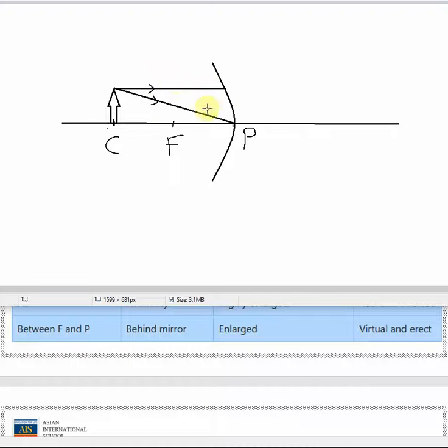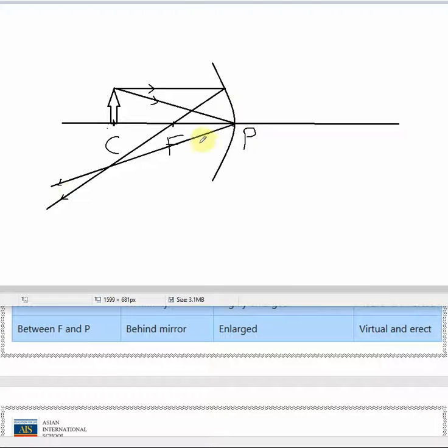So the light which is coming parallel to principal axis will pass through F. Always the light which is coming parallel to principal axis after reflection will pass through F. Okay. Second light which is fallen on P will reflect and make an angle same, like this. So once again the arrows.